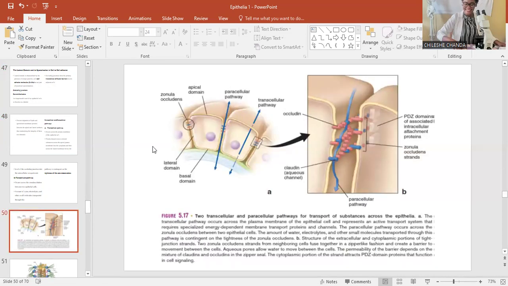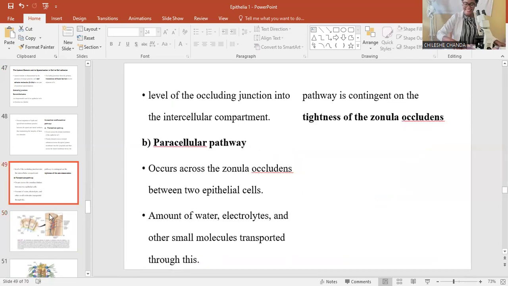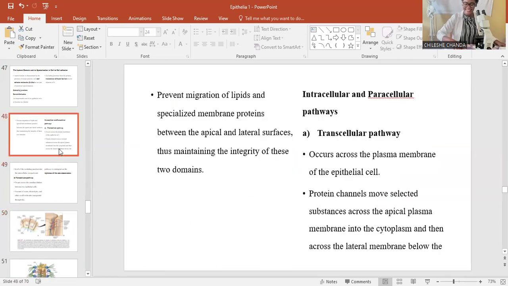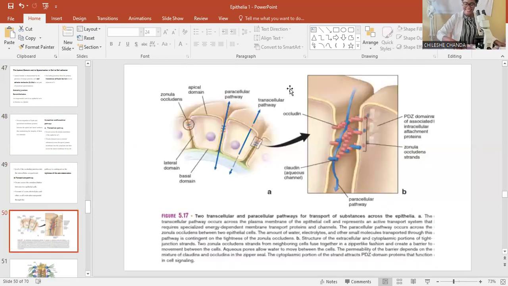the integrity of these two domains. So when you look at these cells, we are saying that these are the tight junctions, the zonular occludens, the occluding junctions. It means they will not allow things just to pass anyhow.